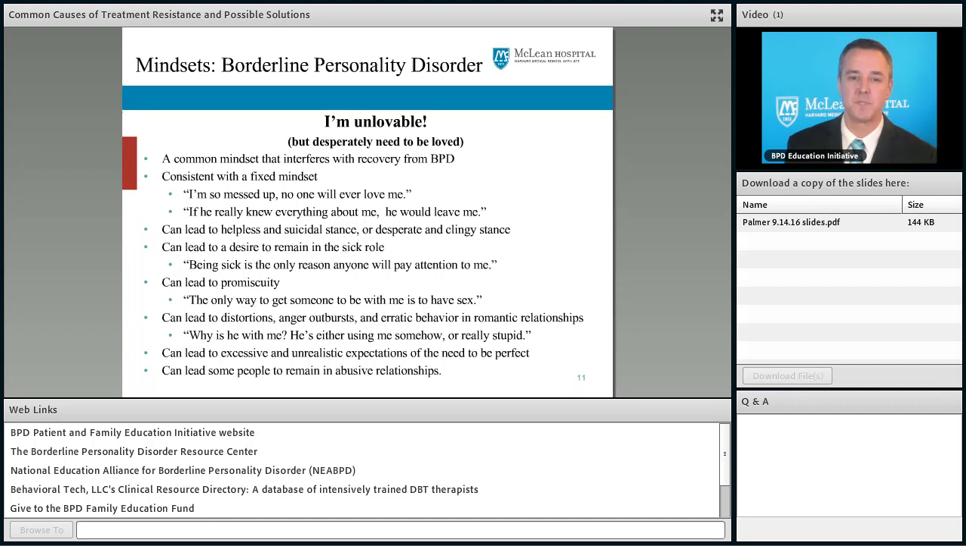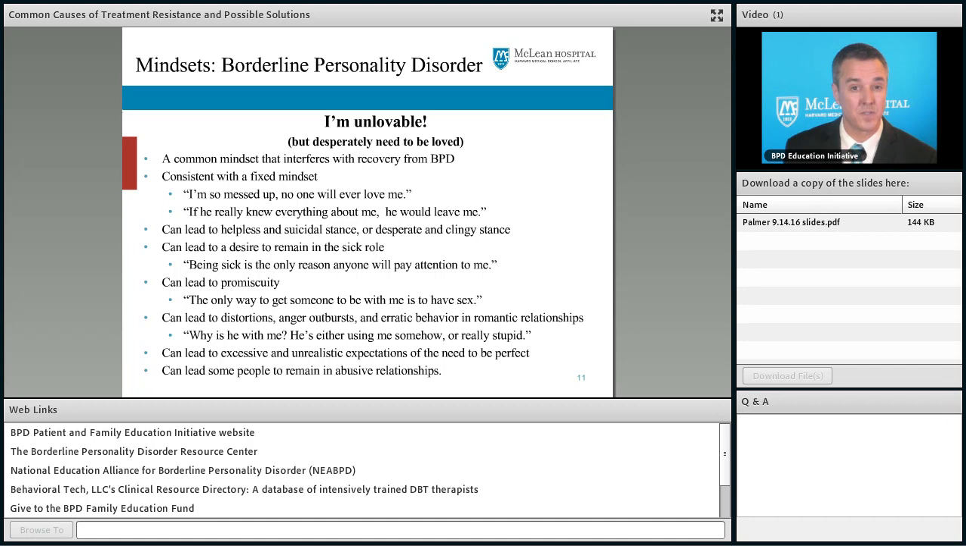A lot of people with BPD will just have thoughts like, I'm so messed up, no one's ever going to love me, or they feel like they always have a secret. That if somebody really knew everything about me, there's no way they would stay with me. It can lead to a helpless and suicidal stance when the person is feeling alone, or a desperate and clingy stance when they're feeling possibly loved.